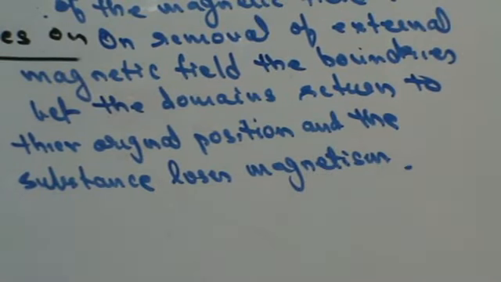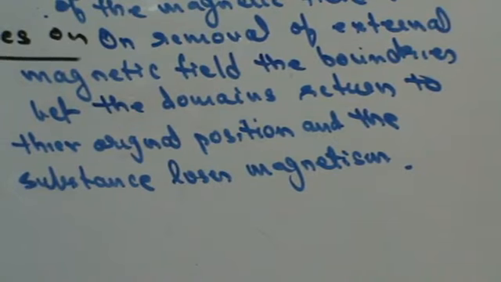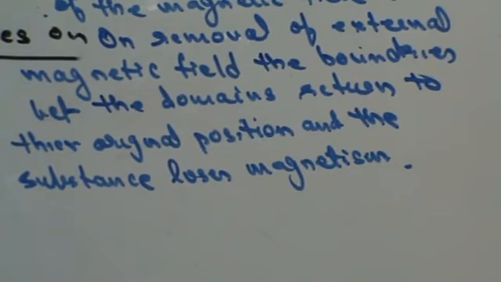Now coming to your question, if the applied field is sufficiently strong, then the domain axes are abruptly turned in the direction of the applied external field and the material would get strongly magnetized. In that case, even after the removal of the magnetic field, the domain axes would not return to their original position and thus the substance would get permanently magnetized.